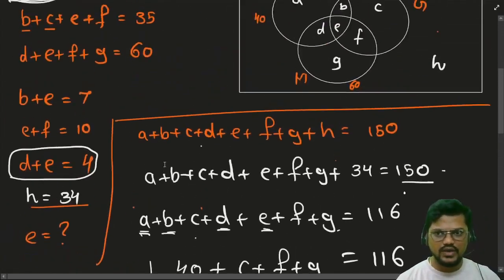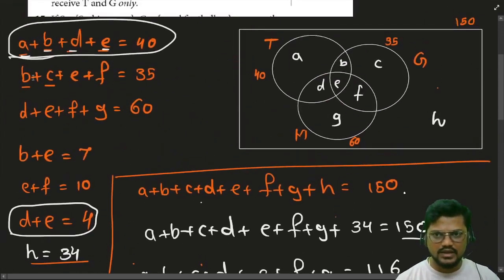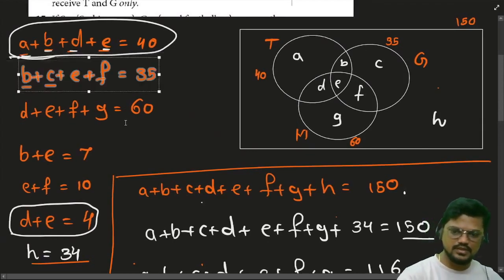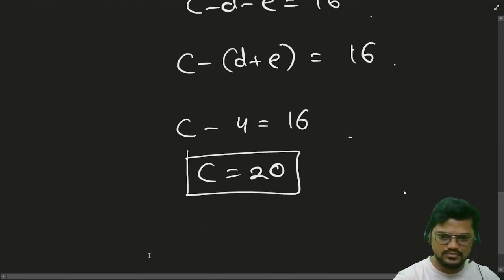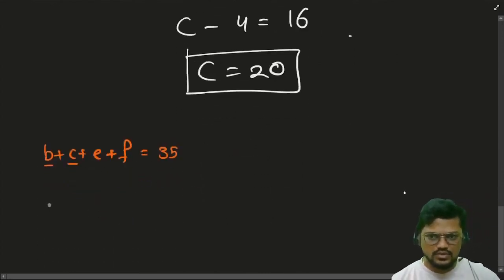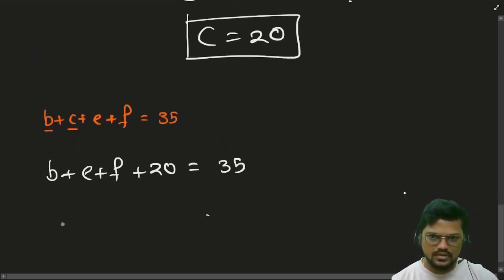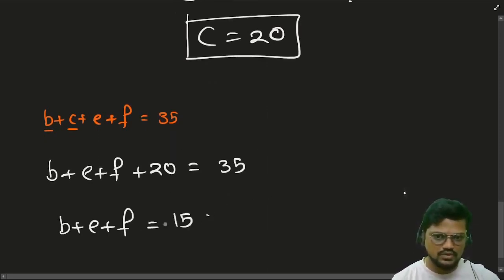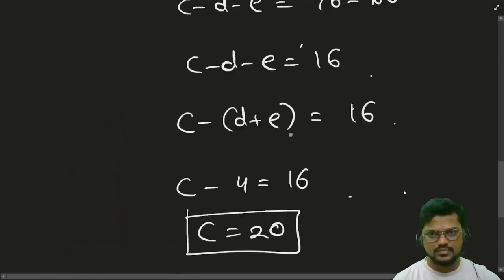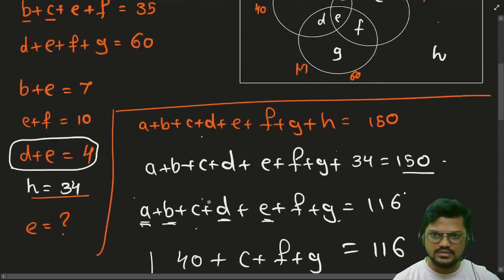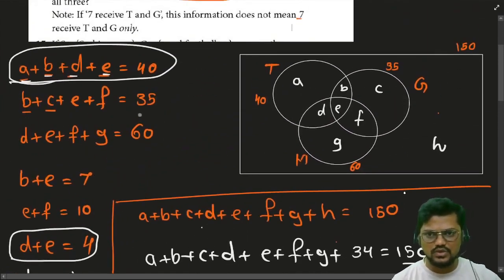Okay. Now if I have the value of C, I can get what B plus E plus F is from this. If I take this value, B plus E plus F plus 20 will be equal to 35, and B plus E plus F will be equal to 35 minus 20, that gives you 15. Right? C can be used anywhere else? I can use C only over here.